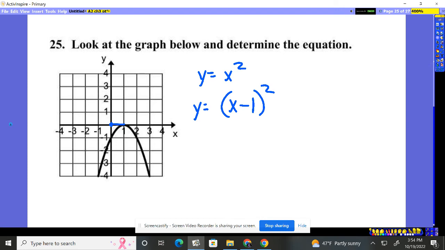However, what do you notice with this graph? A typical y equals x squared is facing upwards. This has been flipped over the x-axis, reflected over it. You need a negative out front. Don't forget that. That's important. If it's facing downwards, you've got to pay attention whether it's been reflected over that x-axis.